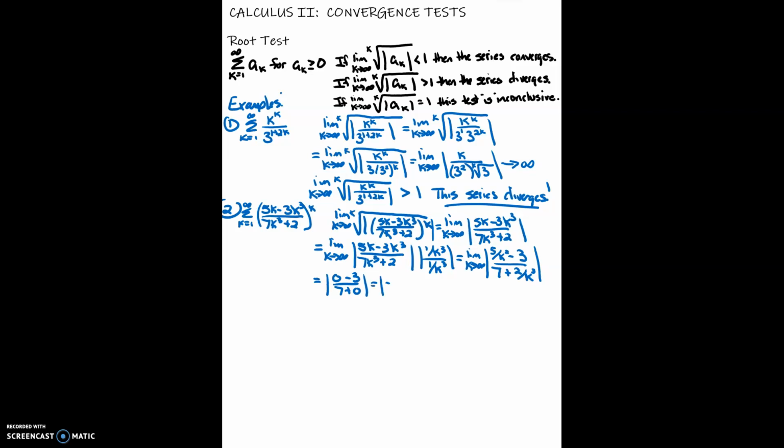Still in the absolute values, but we can simplify that down. And our result we see in this case is less than 1. Less than 1 tells us that the series converges.